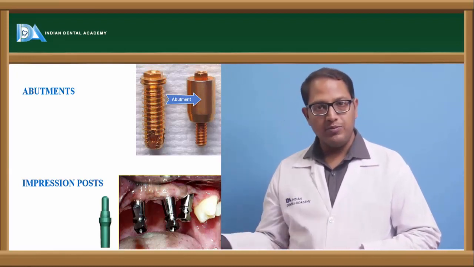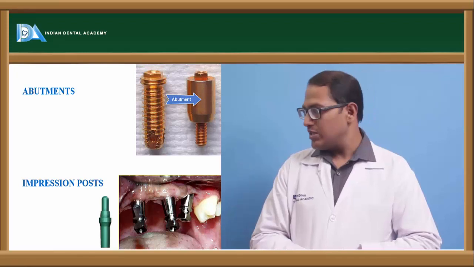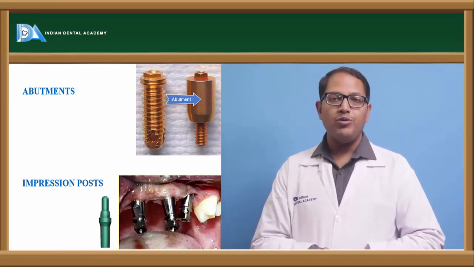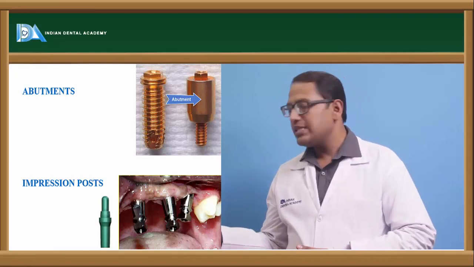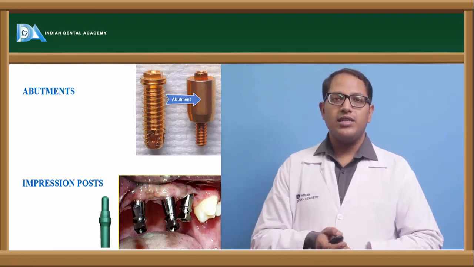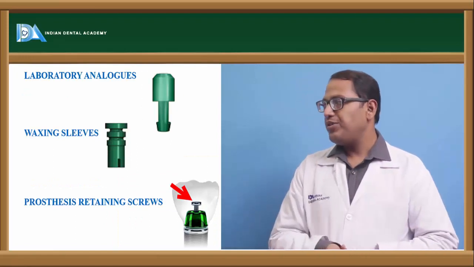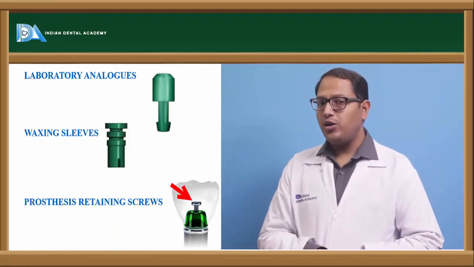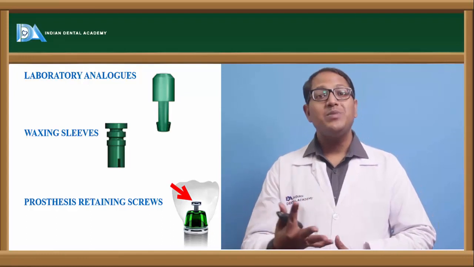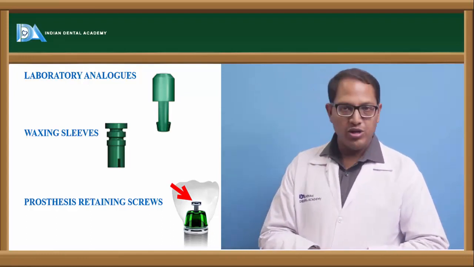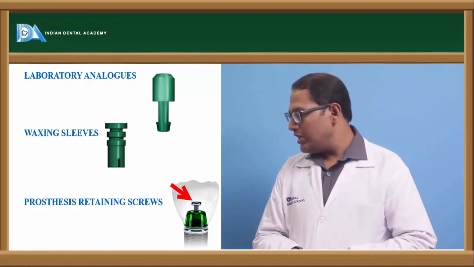One is called the open tray post and one is called the closed tray post. These are all examples of closed tray posts. Open tray posts are longer in size and cross shaped. Now the next is the laboratory analog, which acts as a replacement part for an implant in the laboratory. Then waxing sleeves are present to give the gingival collar.